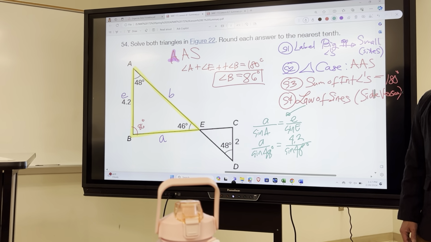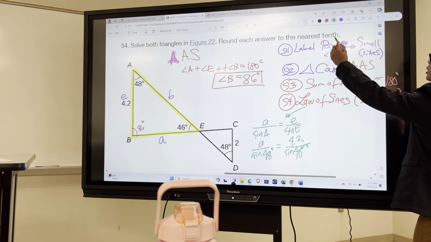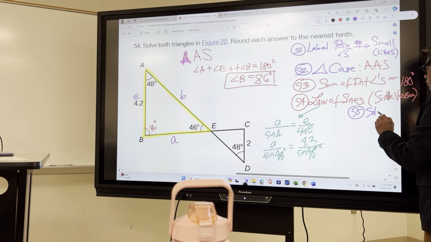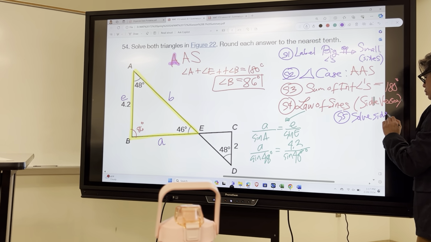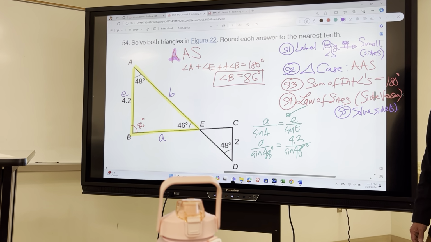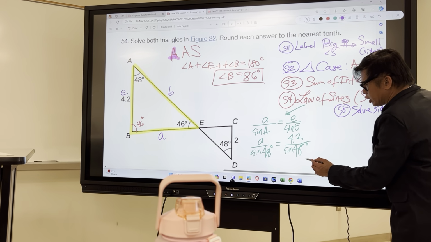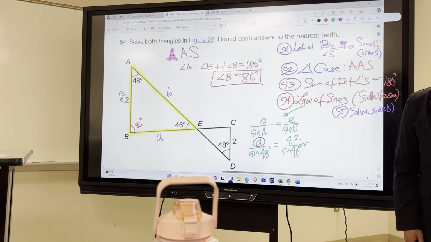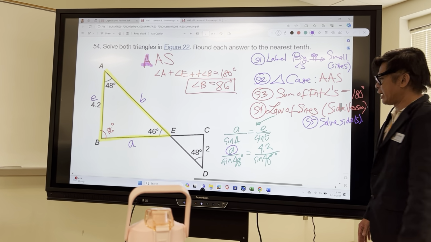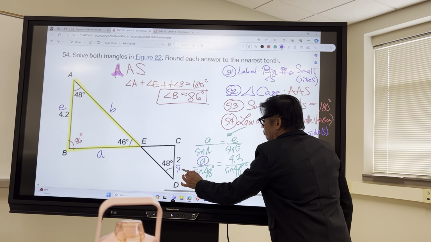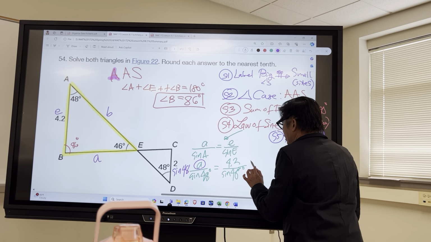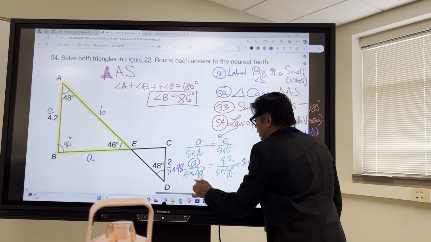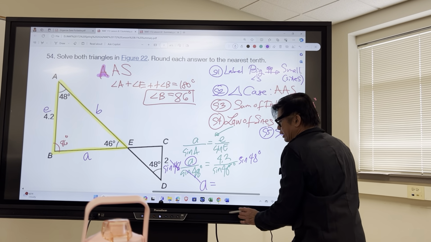Are we good? And step number 5 is to definitely solve for the side, in this case, sides. So what are we going to do? We just want A, right? How are you going to remove the sine 48? Multiply both sides by sine 48. Very good. So this will cancel out, and hence we got our A.